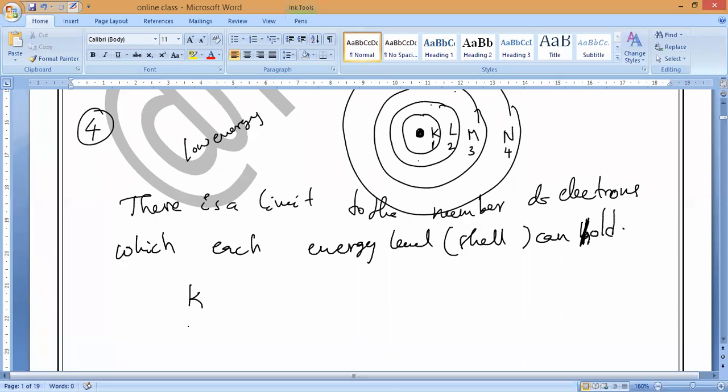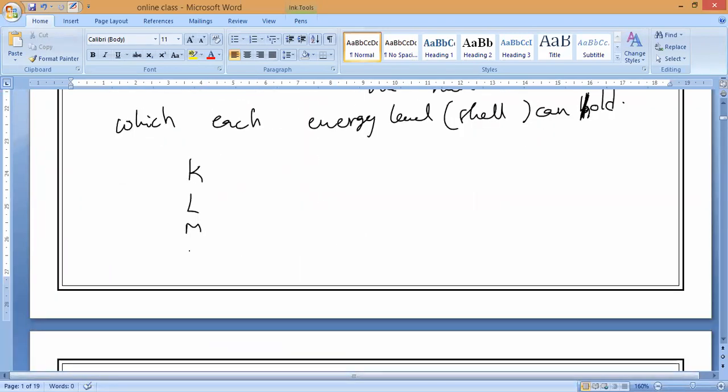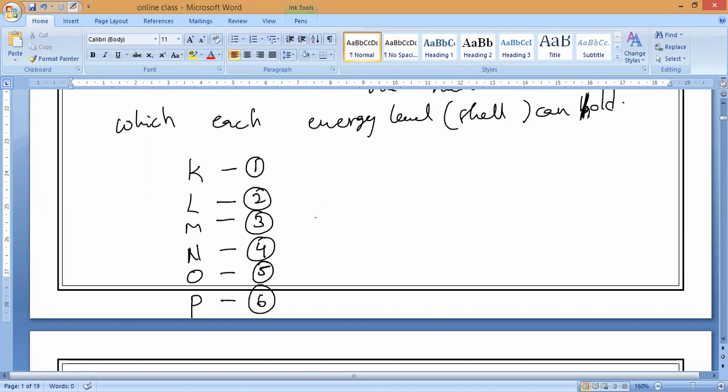K cell, L cell, M cell. Understanding? So now K, L, M, N and O and as well as P. Till here we'll study. Now if you notice, K cell, what is the number, guys? Please respond. K cell is represented with 1, L cell with 2, M cell with 3, N cell with 4, O cell with 5 and P cell with 6. Is it yes, guys? Please respond.